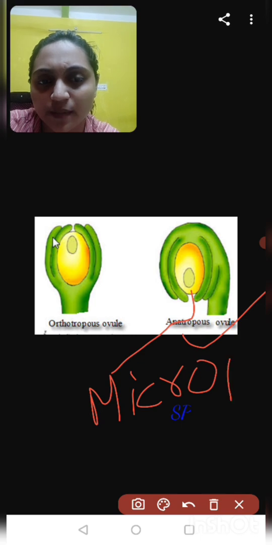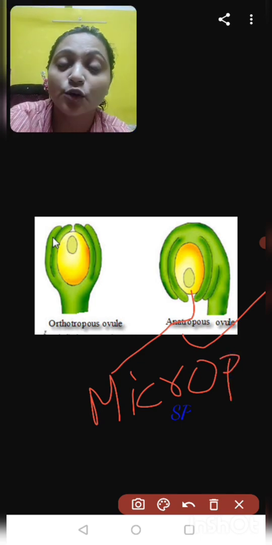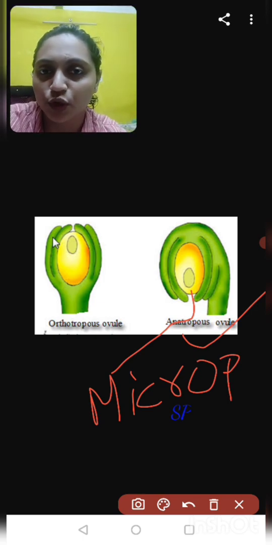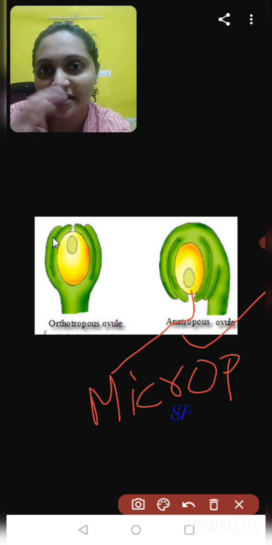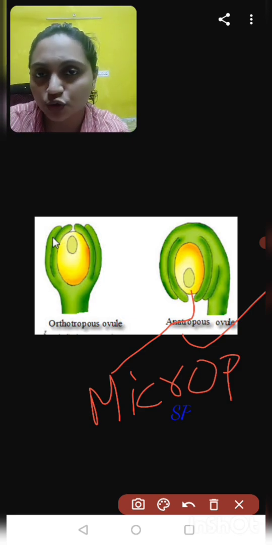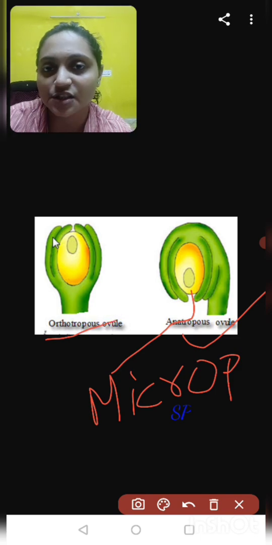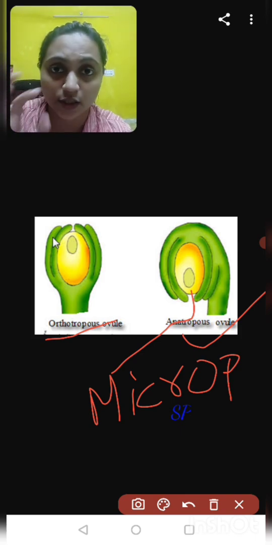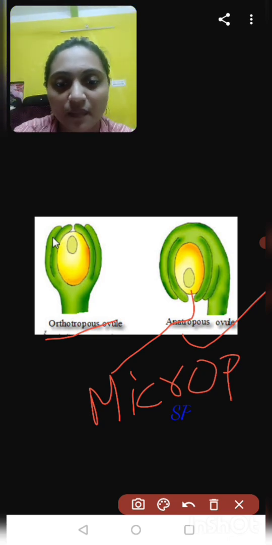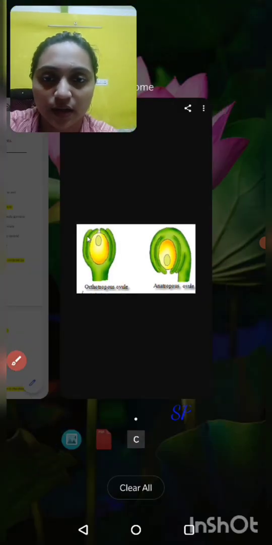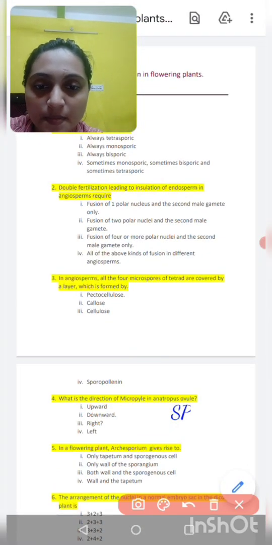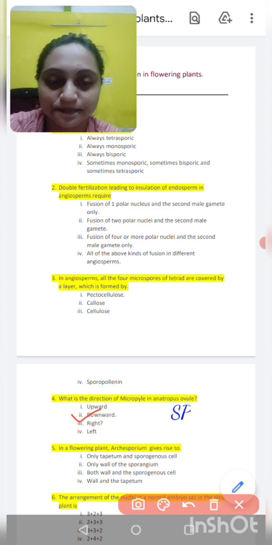This is known as the micropyle, through which normally the pollen tube enters during fertilization after pollination. So in an Anatropous ovule you will find the micropyle end is situated downward. And in an Orthotropous ovule, in this picture you will find that the micropyle is situated upward. In an Anatropous ovule the micropyle will be situated towards the funiculus. So the answer for question number 4 will be number 2, downward.